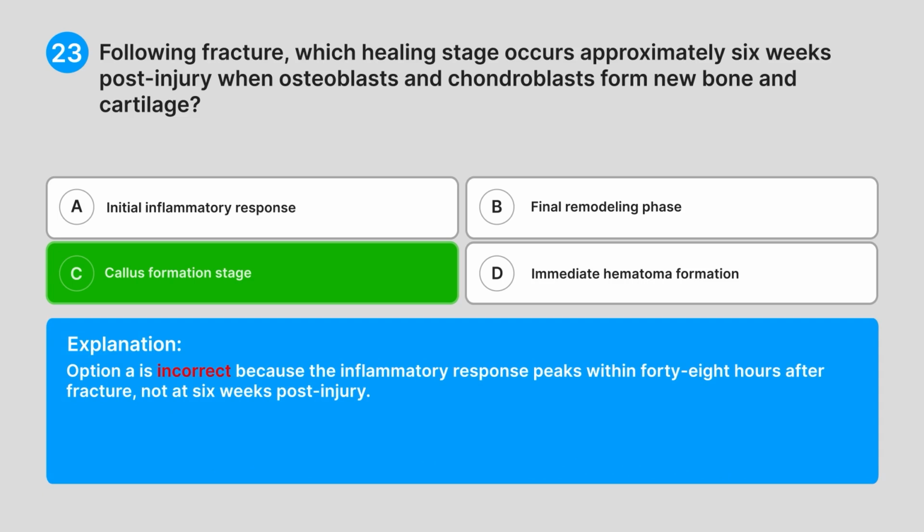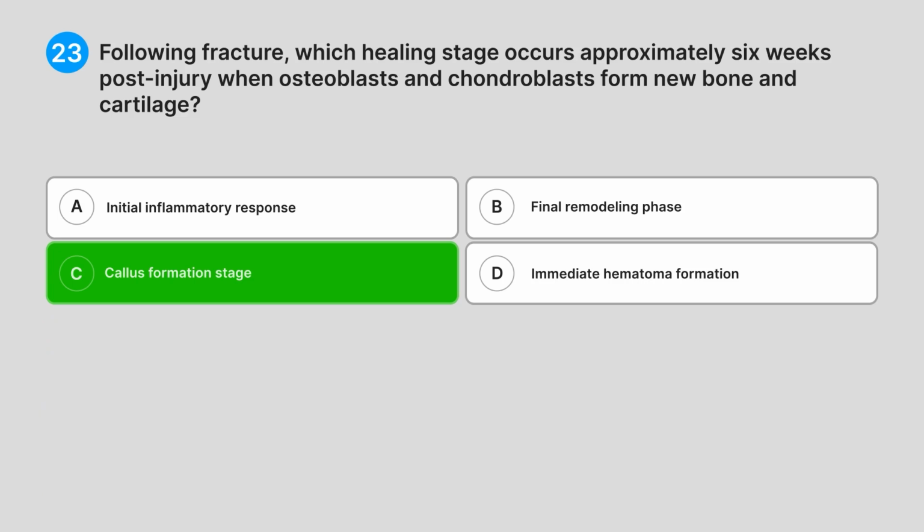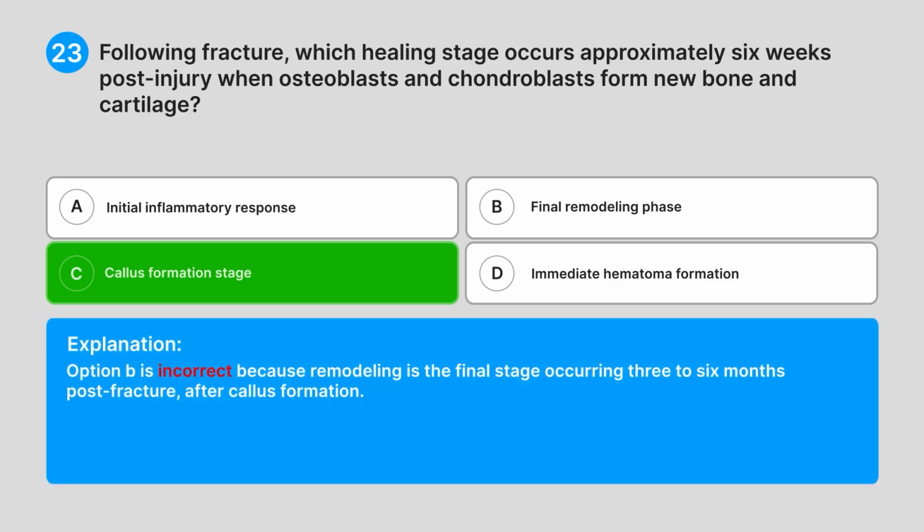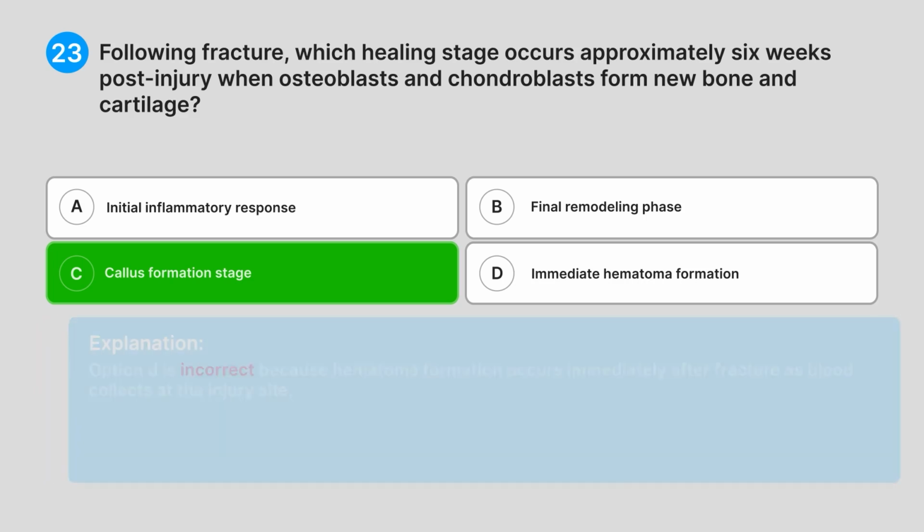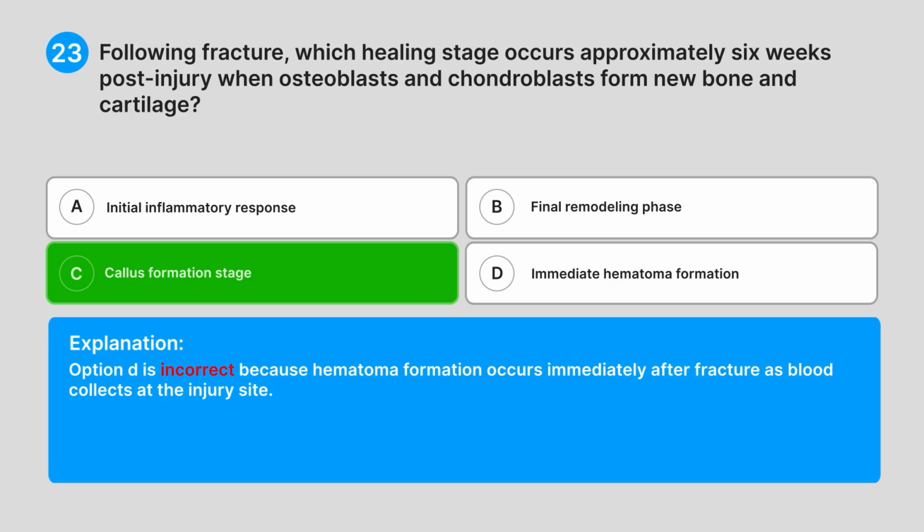Option A is incorrect because the inflammatory response peaks within 48 hours after fracture, not at 6 weeks post-injury. Option B is incorrect because remodeling is the final stage, occurring 3 to 6 months post-fracture, after callus formation. Option D is incorrect because hematoma formation occurs immediately after fracture as blood collects at the injury site.